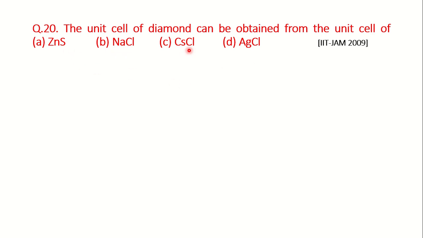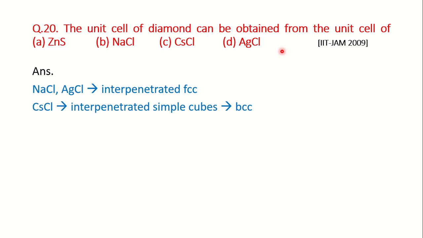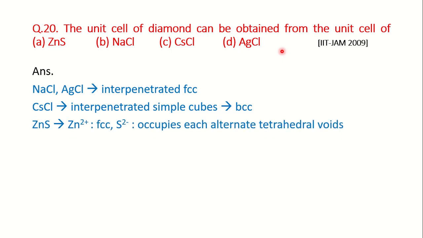And what about sodium chloride, silver chloride? Look, sodium chloride and silver chloride are formed by interpenetration of 2 face-centered lattices, one made by cations, another by anions, chloride. Cesium chloride is interpenetration of 2 simple cubic lattices, and it looks like a body centered cubic structure. Finally zinc sulfide. Zinc forms the FCC lattice and sulfide occupies alternate tetrahedral voids, that means body centers of the small cubes. So the answer should be option A, zinc sulfide.